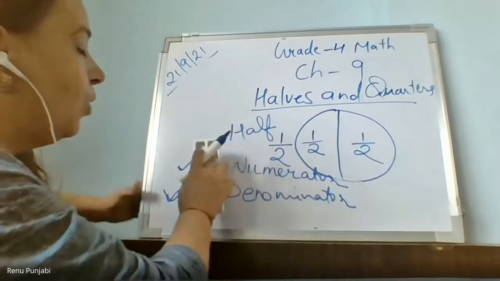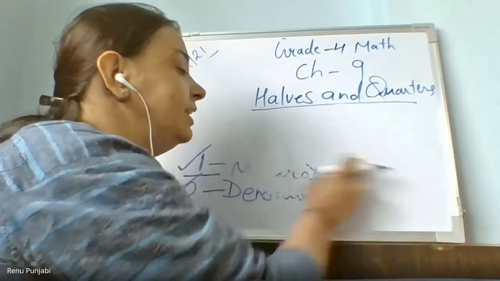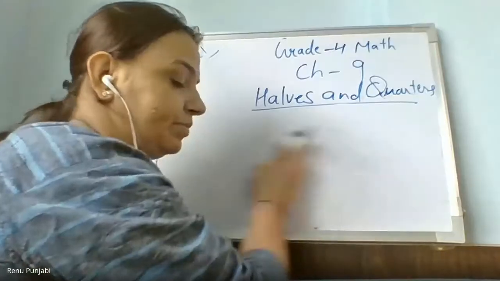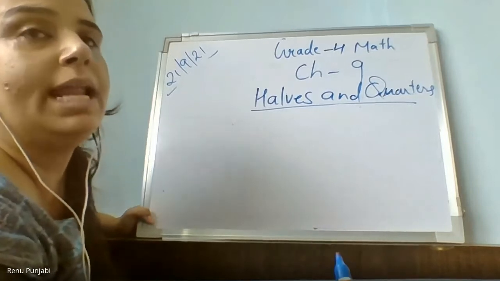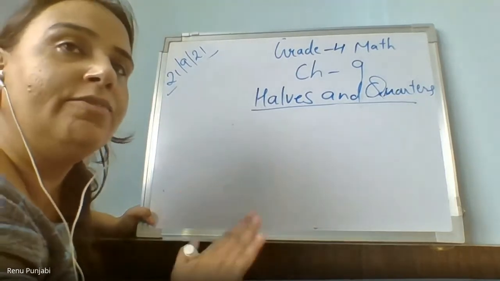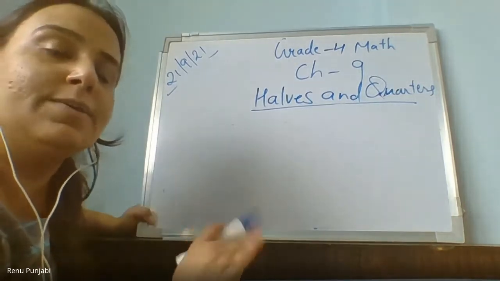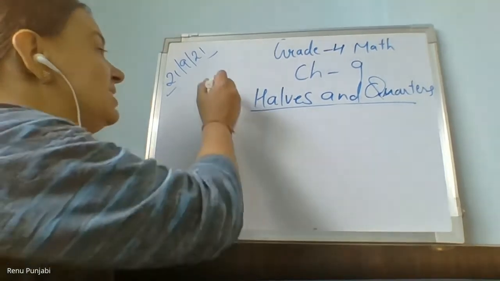Okay, now is only 1 upon 2 the half, or is there any other way, any other numbers that can also represent the half? Ma'am, suppose 1 upon 4. 1 upon 4. Dirk, don't jump from 1 upon 2 directly to 1 upon 4. We are on 1 upon 2. We will first discuss all the 1 upon 2 concepts and then we will go to 1 upon 4. 1 upon 2 means half, you all know.